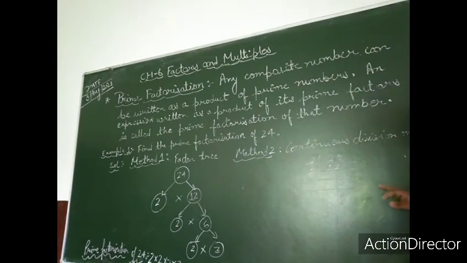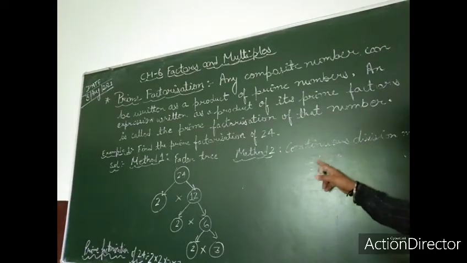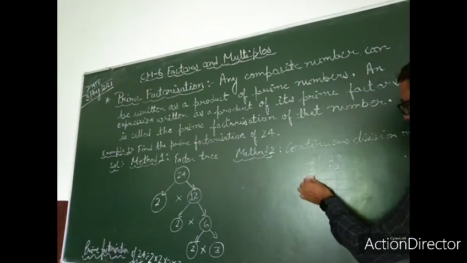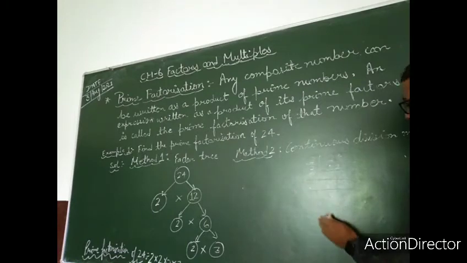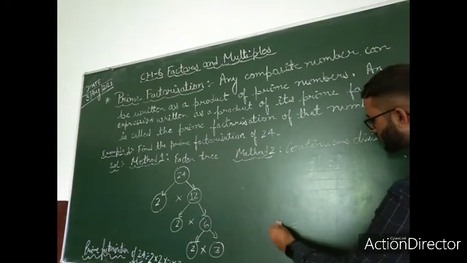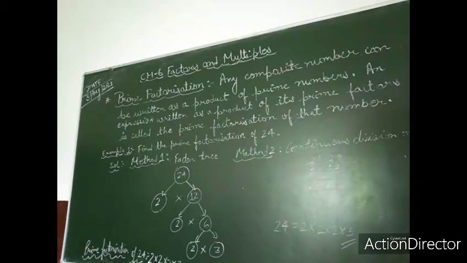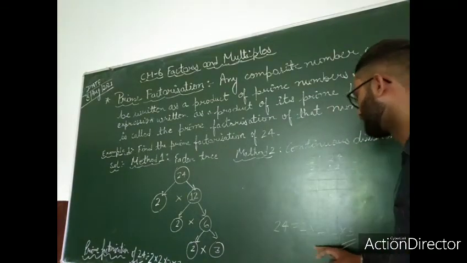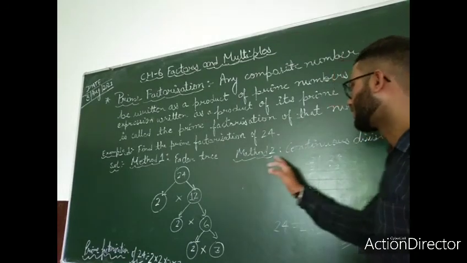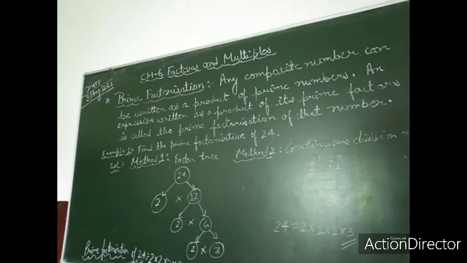So remember one point, student. First we check the smallest number, then we increase the number one by one. First 2, then if the number is not divisible by 2, we check by 3, then 4, then 5 and so on. Now 2 threes are 6 and 3 ones are 3. The prime factorization of 24 is 2 multiplied by 2 multiplied by 2 multiplied by 3. We get the same prime factorization as with the factor tree method.